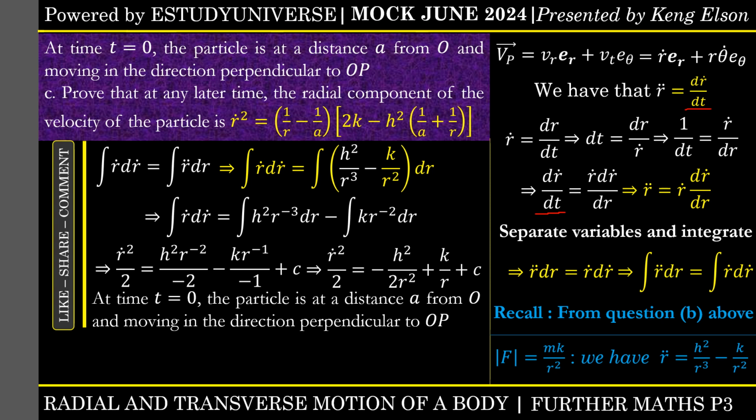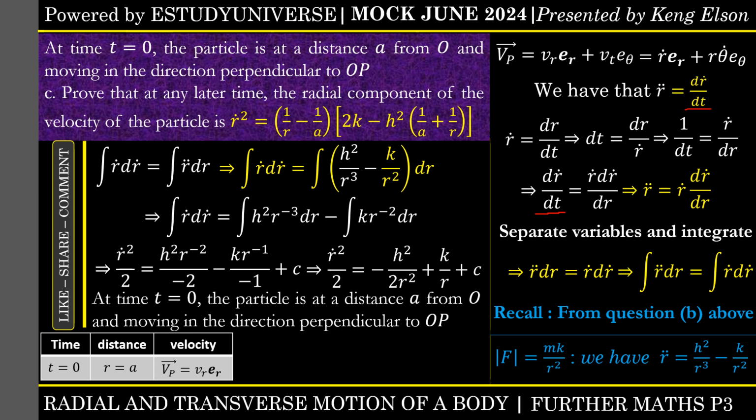And we know that the velocity component in the radial direction is just r dot. So we can create a little table: when time is 0, the distance r is equal to a, and the velocity is the transverse velocity, sorry, the radial velocity is 0. So this is supposed to be t, and then we have here theta. Okay, voila, r of theta.